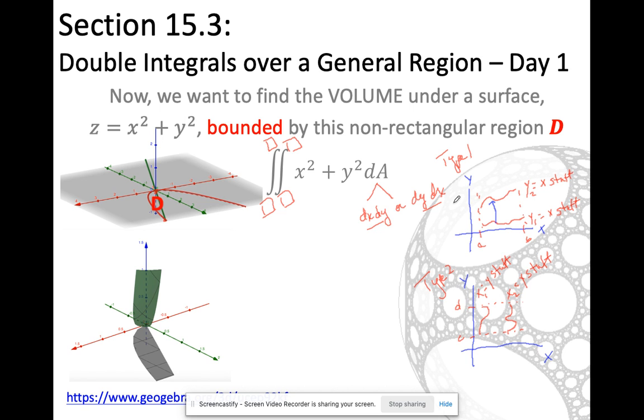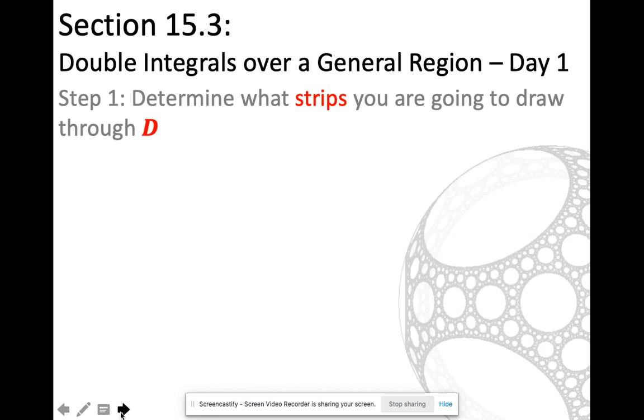Okay? And it depends upon the situation, right? I don't really go into it knowing what I'm going to do. I have to draw and think it first. So let's see what we're going to do with this. So again, first I'm going to determine what strips I'm going to draw through my region in the XY plane. And that step means draw your domain first.